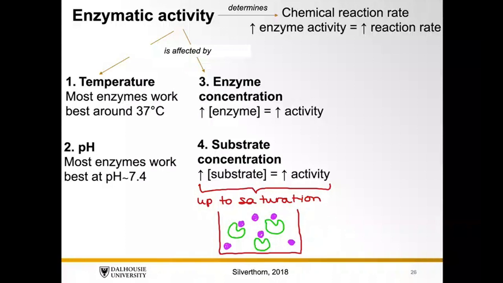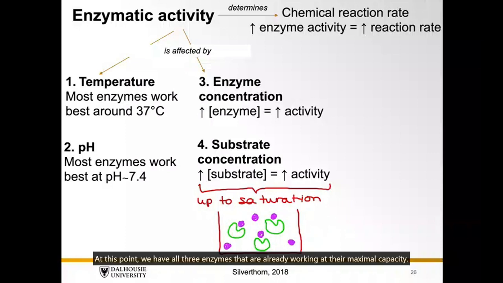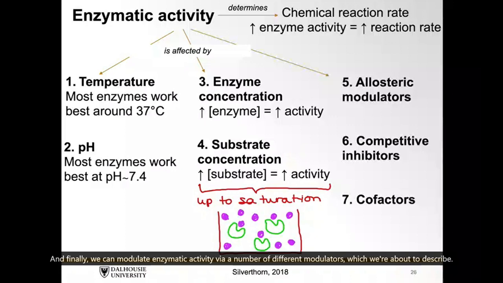But what we have now drawn is a situation of saturation. At this point, we have all 3 enzymes that are already working at their maximal capacity. So in this case, adding more substrate would no longer increase the enzymatic activity, would no longer speed up the reaction rate. So this relationship with substrate concentration is true, but only until we reach saturation. And finally, we can modulate enzymatic activity via a number of different modulators, which we're about to describe.